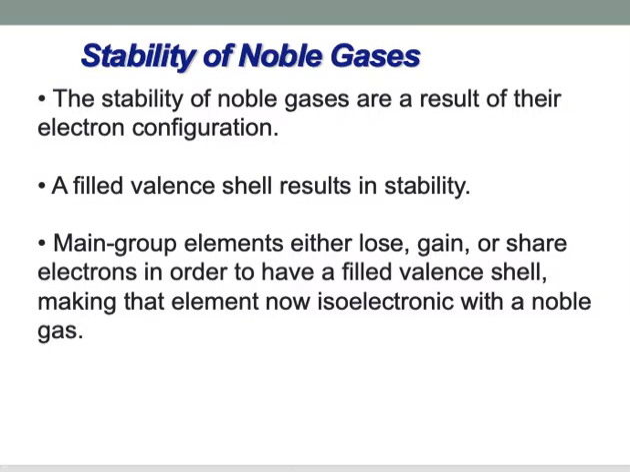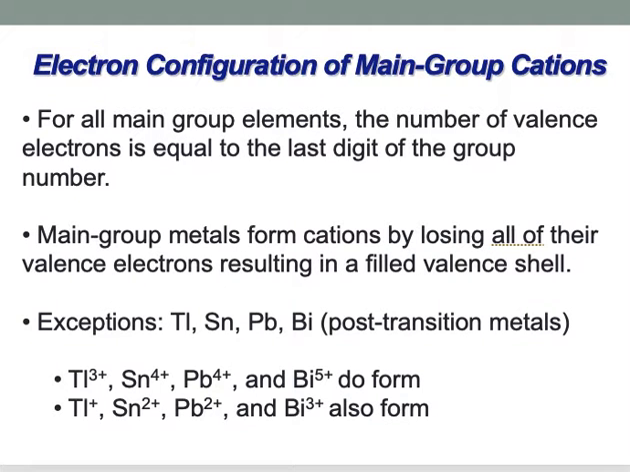So as I said already, main group elements, which is a majority of what we're going to study, either gain or lose, or they may share electrons in order to have a filled valence shell. If one atom gains and one atom loses, that would be an ionic bond. If they share, that's a covalent bond, and we'll talk about that in the next video. In either case, we now have elements that are isoelectronic with noble gases.